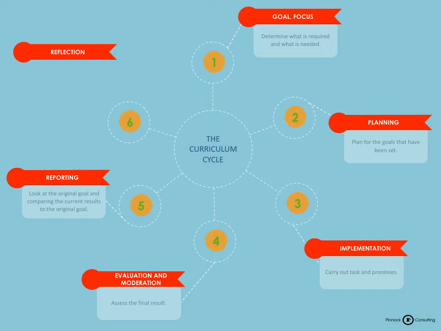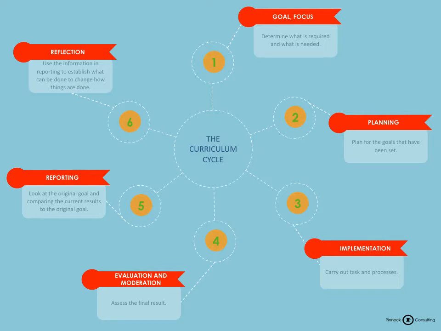So after reporting, we then need to reflect. And we often ask teachers, did you reflect on your lessons? Schools, we ask them whether they've reflected on what they've done and how it's worked. But we really need to use something to reflect on. So we need to use the information we found in reporting and establish what we can now do differently. So what processes in this whole curriculum cycle, what planning do we need to do differently? What implementation, what evaluation and moderation can we do differently in order to achieve a better goal?